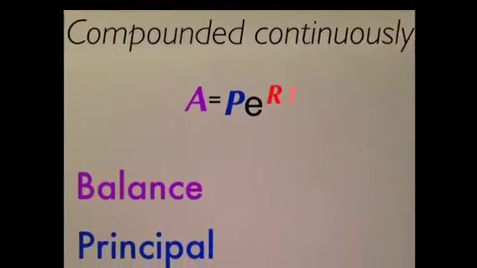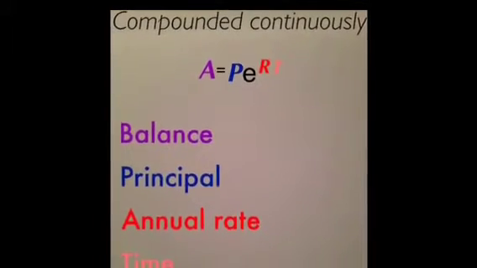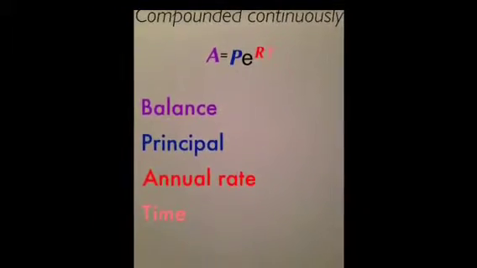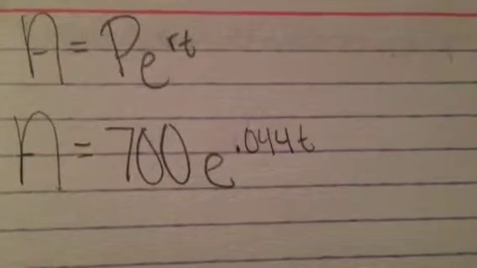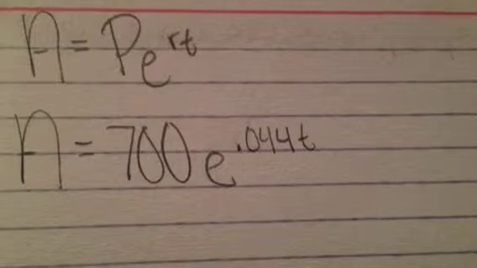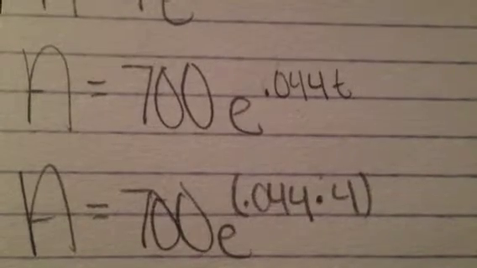Another way interest can be compounded is continuously, and this is the formula. This will be another bank option for Brent, so we will write our equation just as before, with 700 as our principal amount. Our interest rate was 4.4%, so we change that to a decimal and plug it in for R. Our time will be again 4 years, and from here we can start solving.